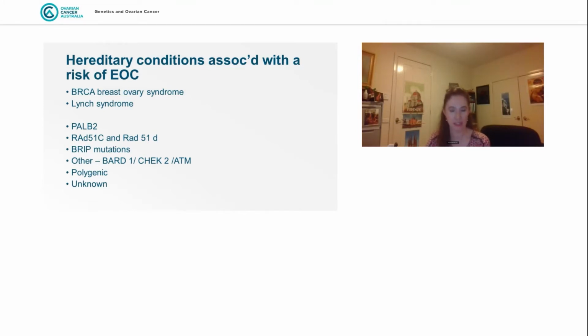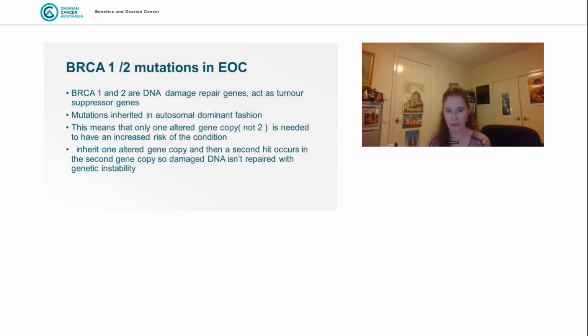Other genes, RAD51C and D, BRIP mutations, and then there's something that I'll just touch on, polygenic hereditary predisposition to ovarian cancer, which is something that's been unravelled. And then there still remain some people with a family history of ovarian cancer where the specific basis of it is not presently known. So going first to BRCA1 and 2, these are damage-repair genes.